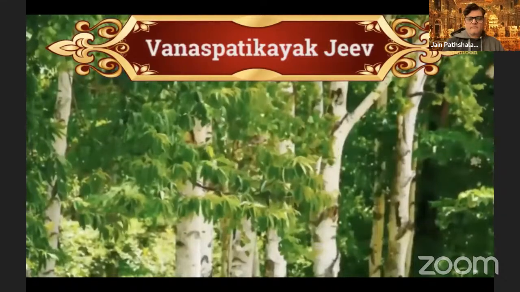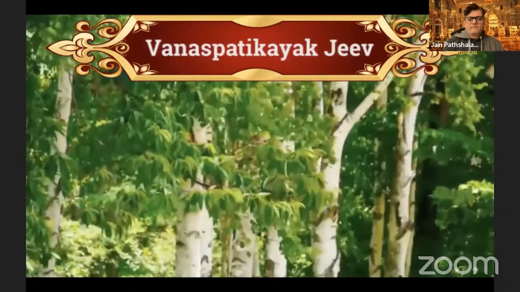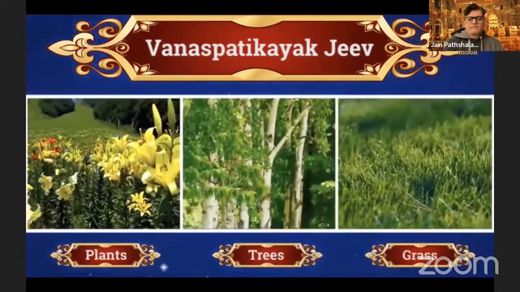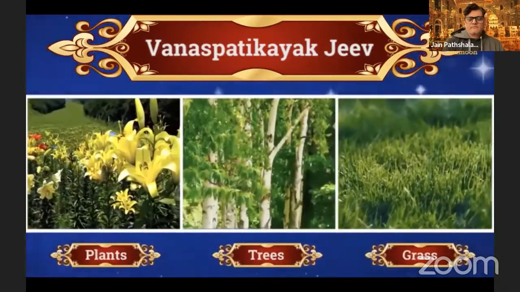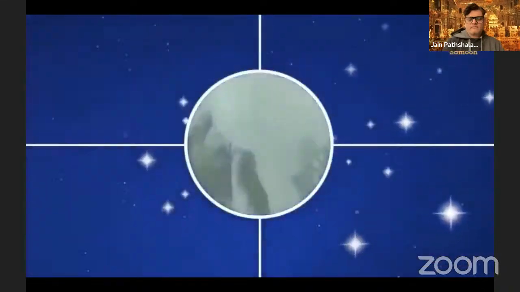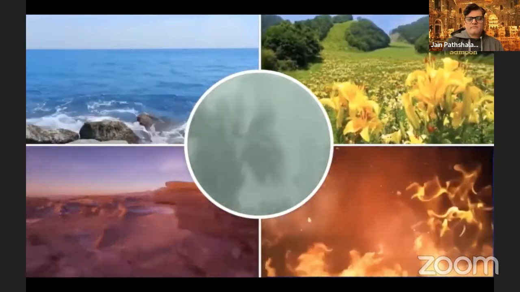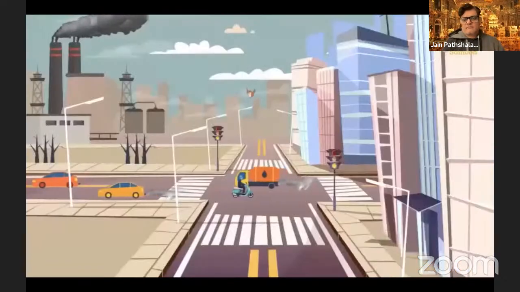Lastly is Vanaspatikayik, or the plants. This is the plants, trees, leaves, and grass. These are also living beings and can feel and touch things. But first, let's hear a story. This is a story about a little bird.